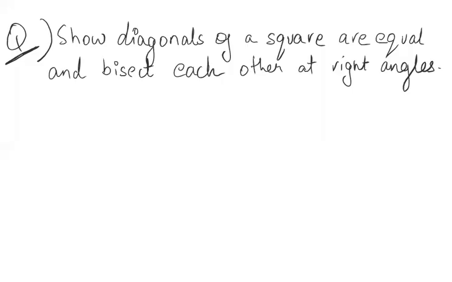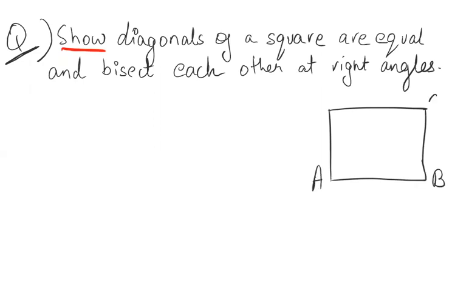Thank you. Okay, so you can see a question that we show that it's a proving question. So we have to prove it. The diagonals of a square are equal and they bisect each other at right angles. So the first thing to do is to draw a square. All right, let's name our square ABCD. And let's draw the diagonals. All right.